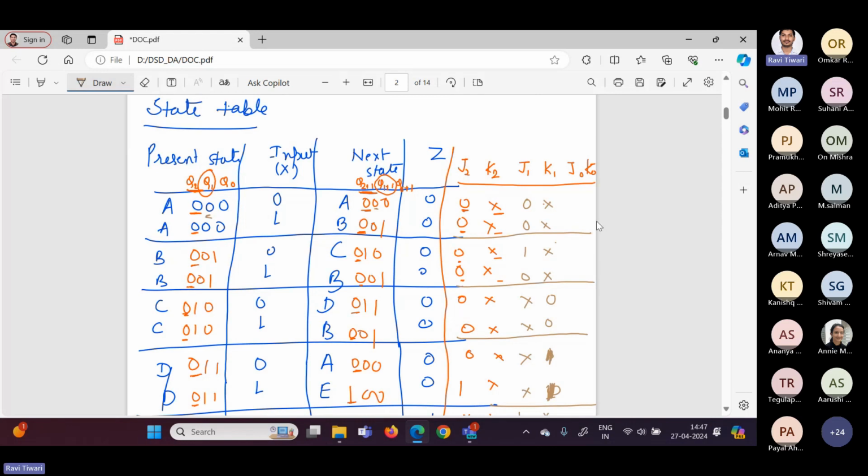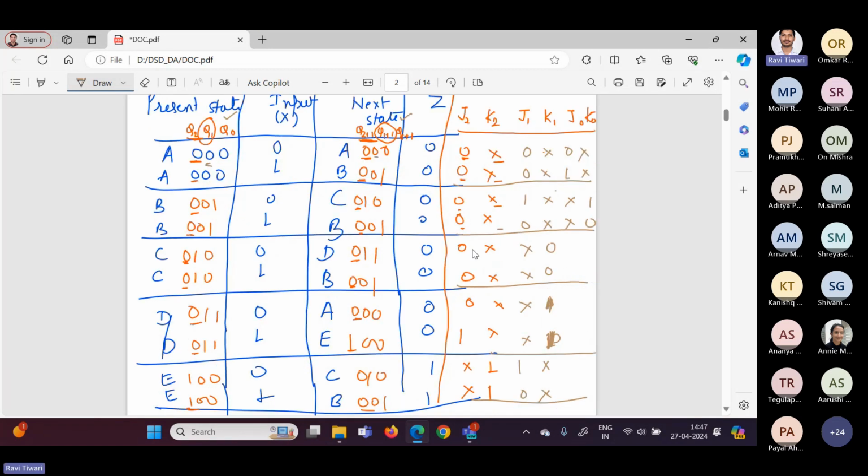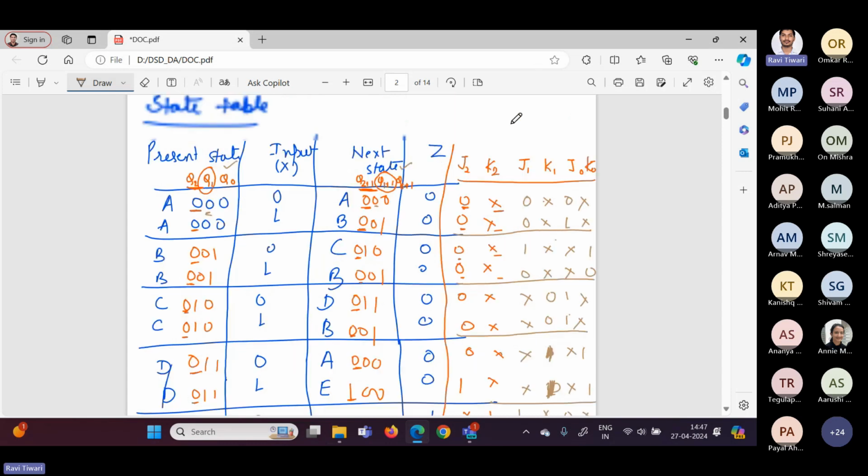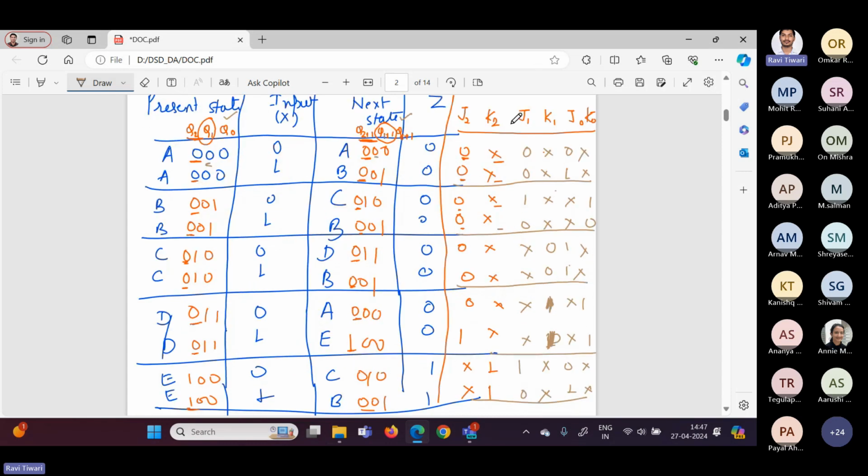Similarly, I can find out the value of J0 and K0 by comparing Q0 and Q0 plus 1. So here the values that you will get will be 0 don't care, 1 don't care, 1. This is don't care 0. This is 1 don't care, 1 don't care, 1 don't care, 0 don't care, and 1 don't care. So this is the complete state table. Everyone note down this one, then I will move to find out the expressions for J2, K2 and all.